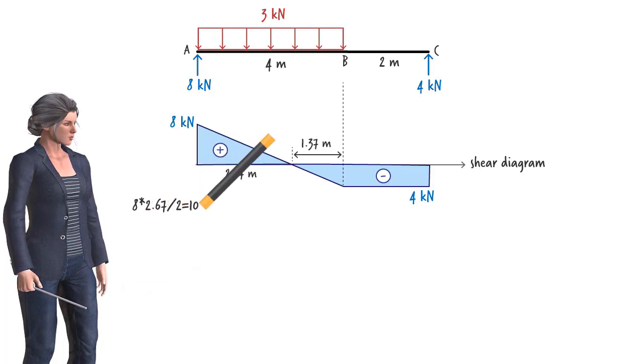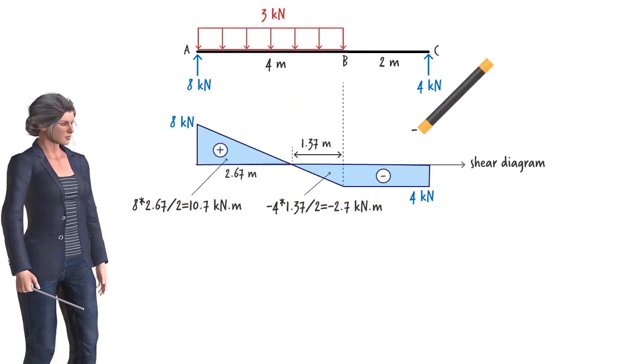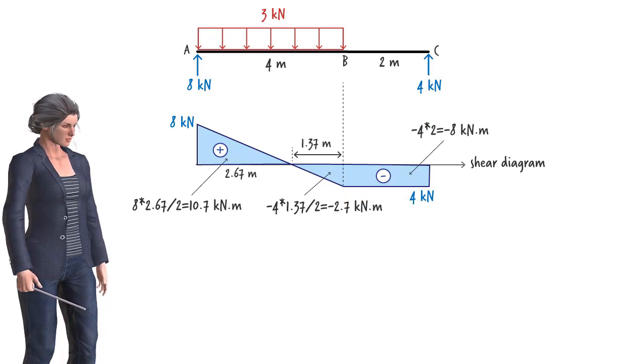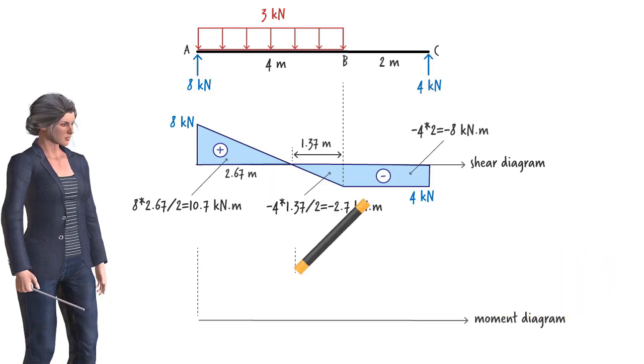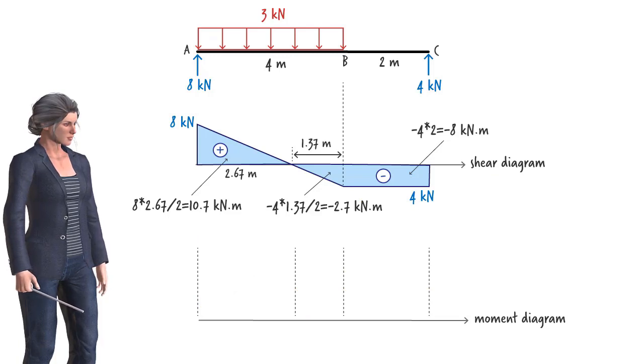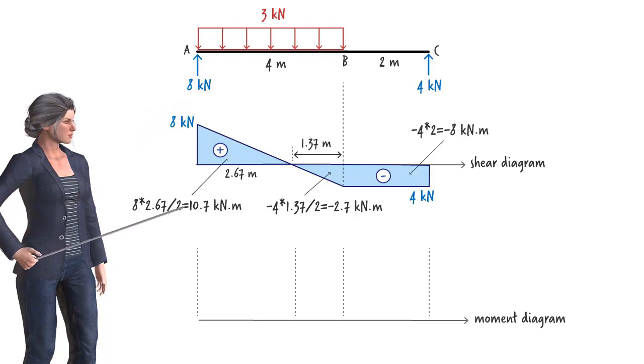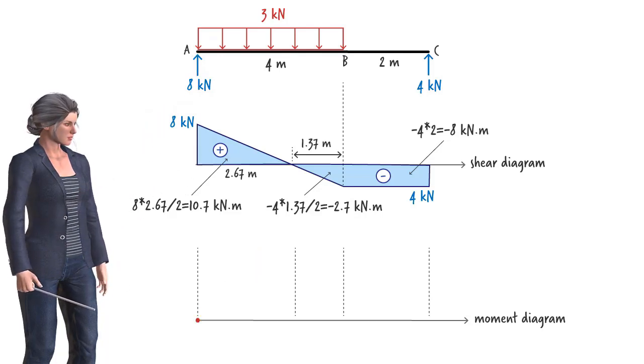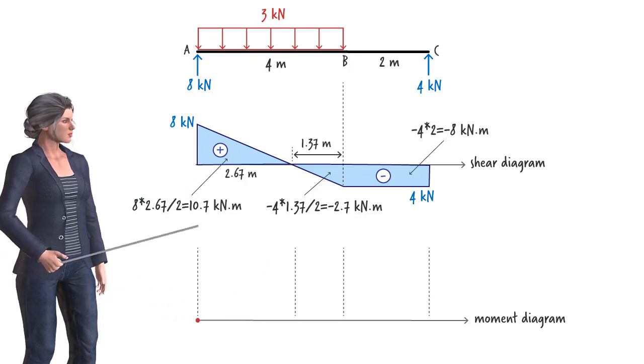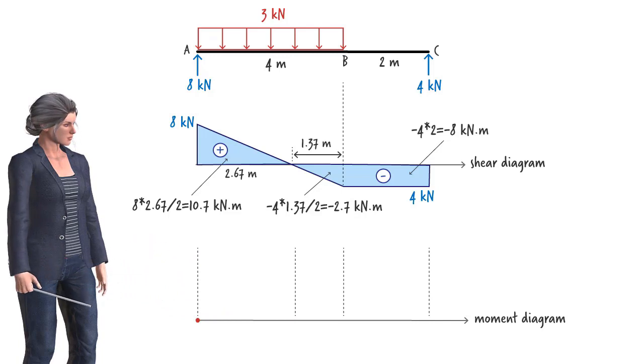Now, we are in a position to calculate the area for each segment of the diagram. To draw the moment diagram, let us start by determining the moment values at 4 specific points: the endpoints of the beam and the 2 interior points at which the diagram changes shape. Since the beam rests on a pin at its left end, the bending moment at A is 0. At this point, the moment value is equal to 0 plus 10.7, or 10.7 kilonewton meters.